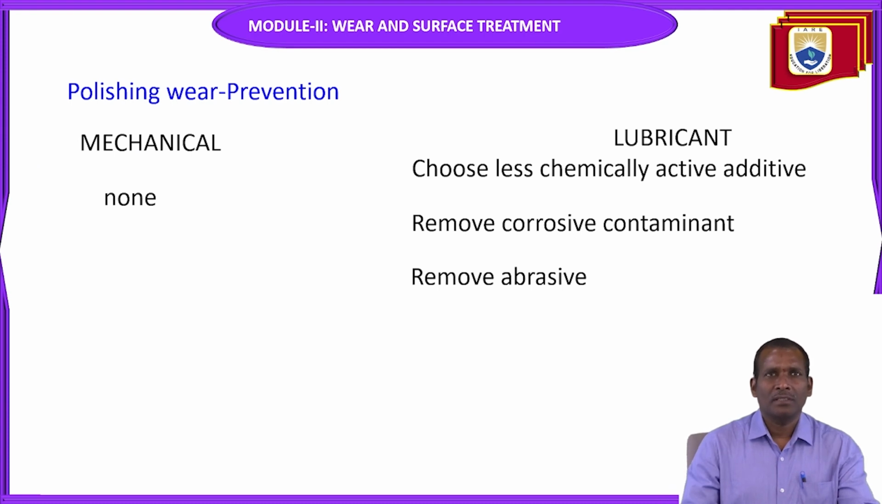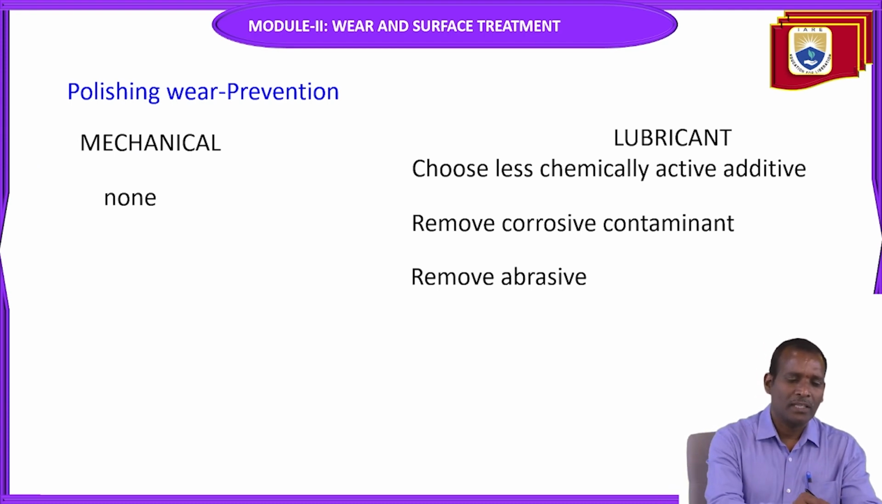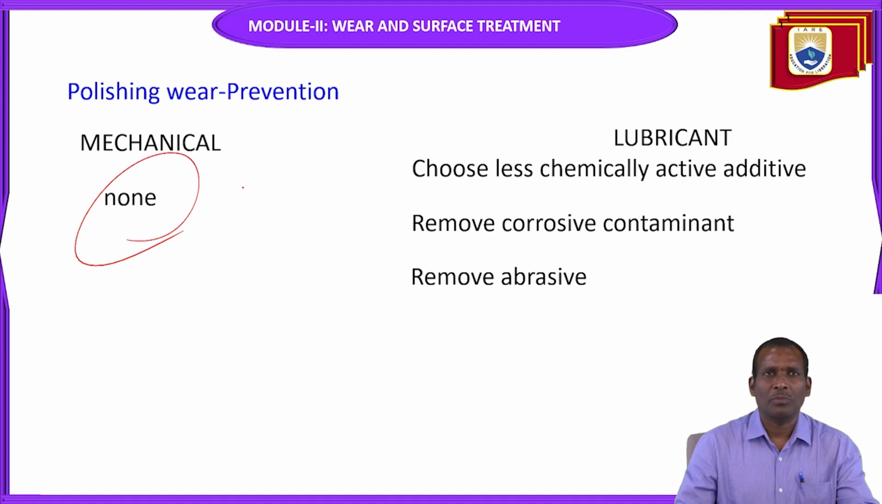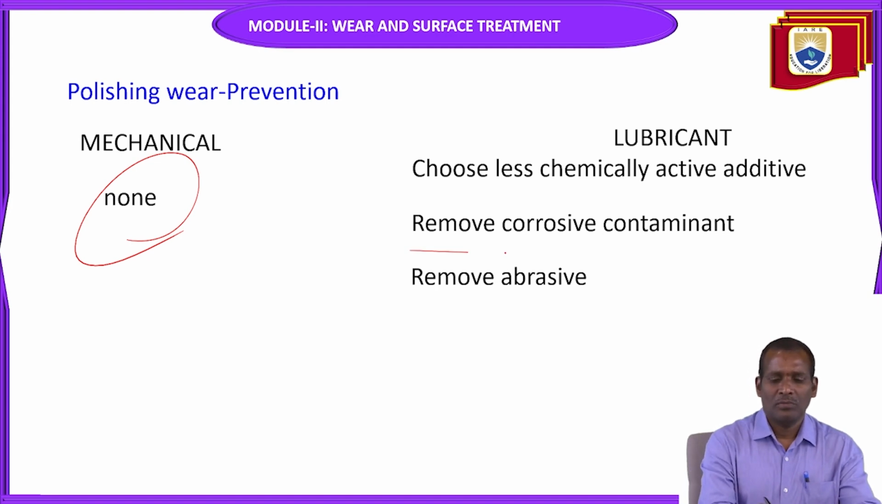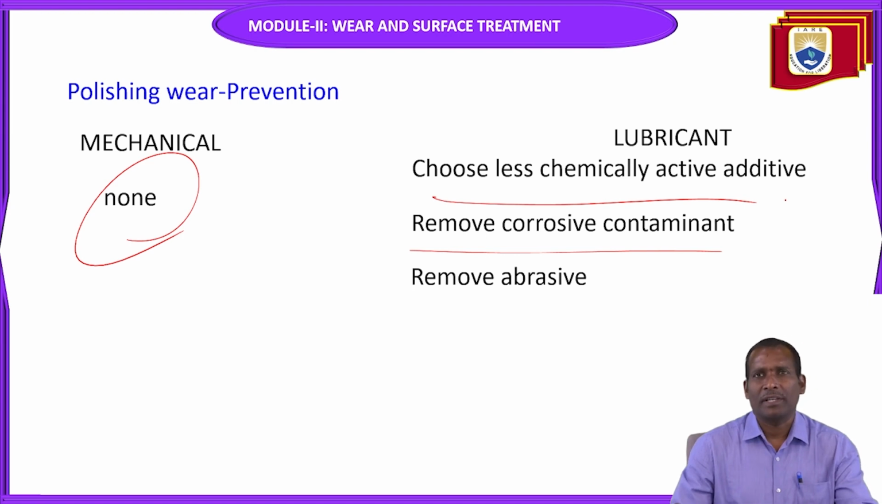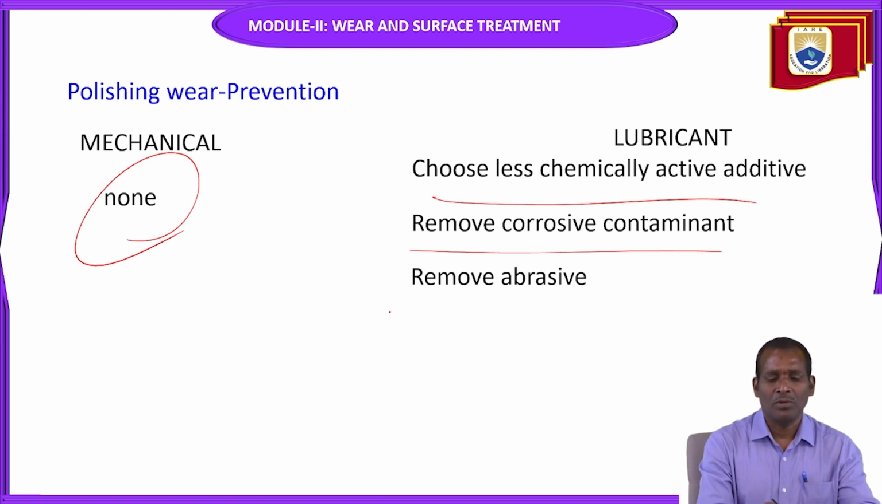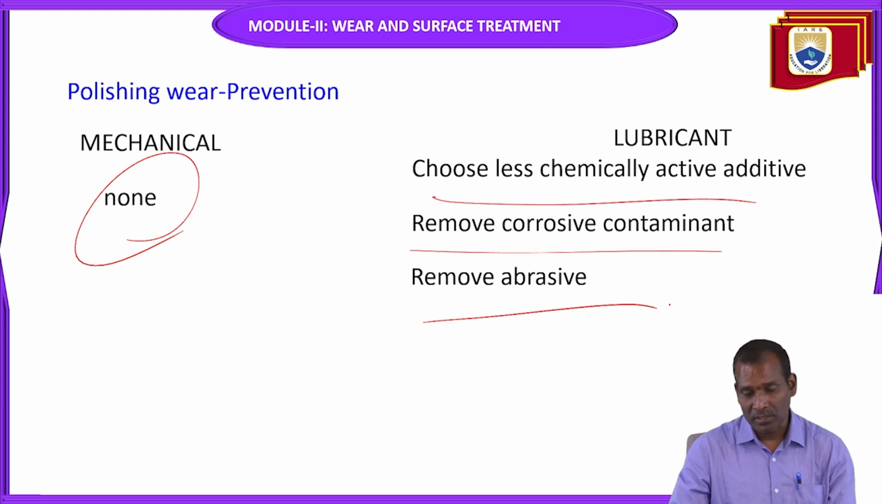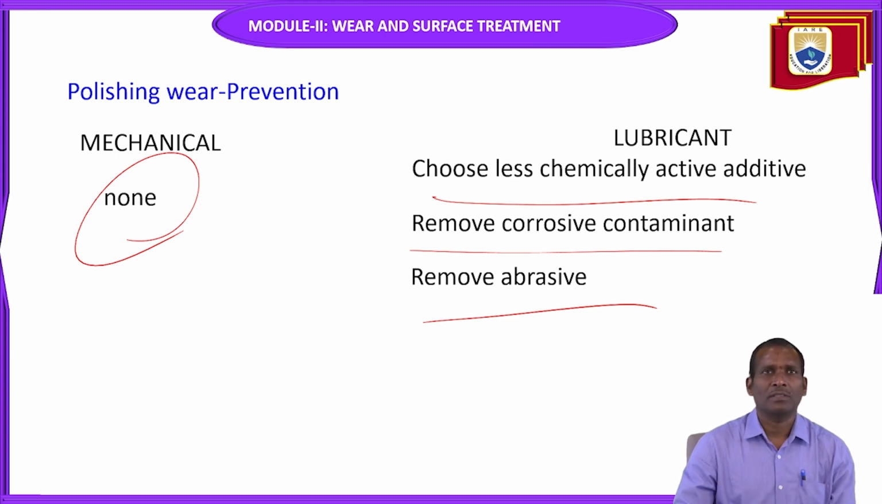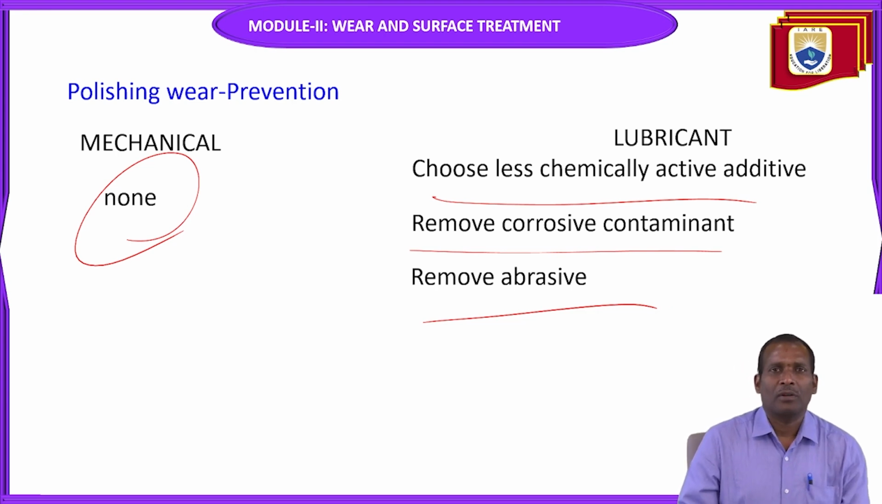The prevention: mechanically, there is no particular method to remove this polishing wear. From the lubricant point of view, choose a less chemically active additive, remove corrosive contaminants, and remove abrasive materials. So these are the important points to prevent polishing wear.